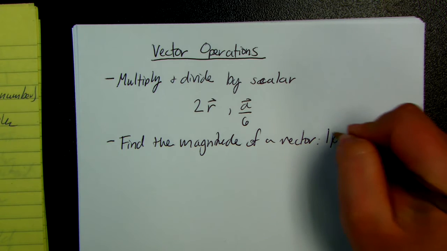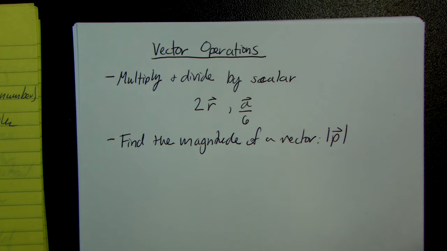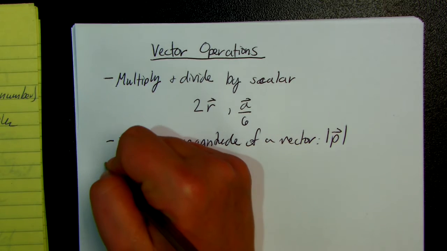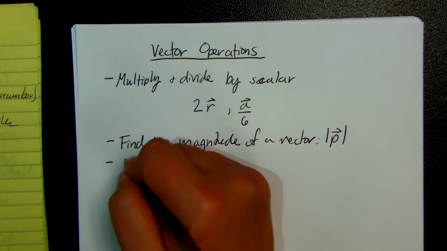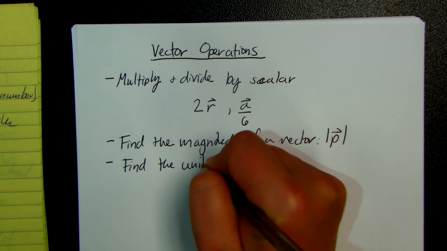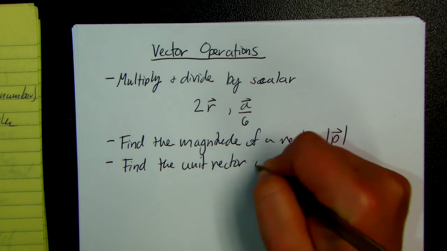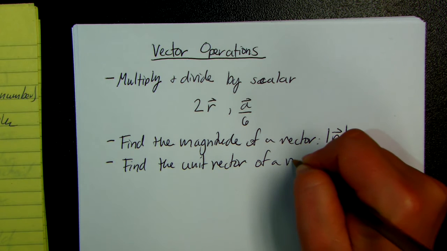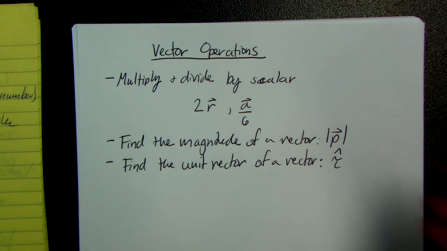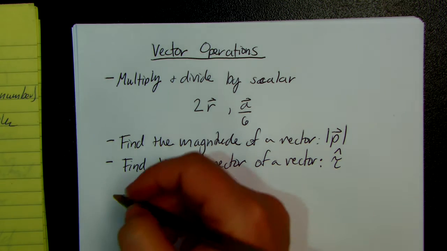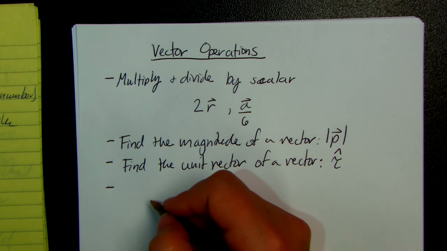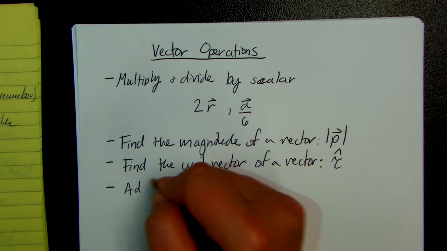You can do something called finding the magnitude of a vector. Whenever you're finding the magnitude of a vector, you put it in between these two absolute value signs. We'll go through how you do this operation later. You can also find the unit vector of a vector. So you could take your torque vector tau and find the unit vector. The unit vector gives direction. We'll go through the operations required to find that unit vector.